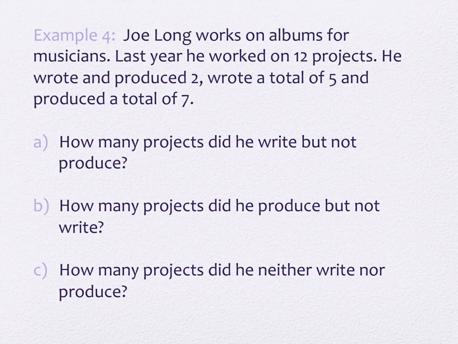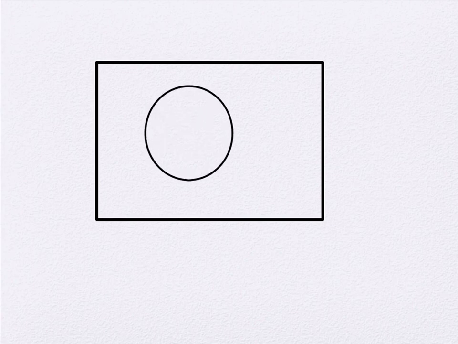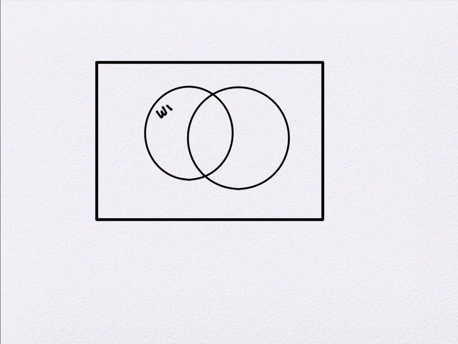The first question I have for you, I have space over here, and you have your paper you're going to look at, is how many circles do I need according to this description? 2. I'm not going to label them with letters. I'm going to label them with descriptions. What are these circles representing in our context? Yep. Wrote, right? Projects he wrote. And projects he produced. We'll abbreviate that. And I'll still call this the universal set out here. Okay, everybody good with the basic setup first? Okay, good.